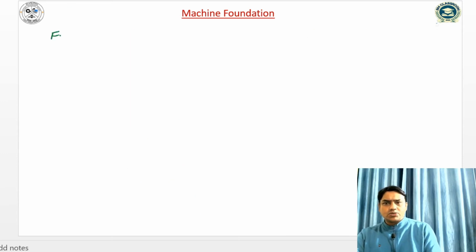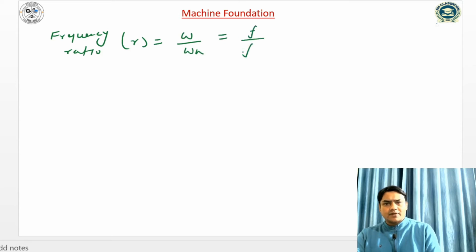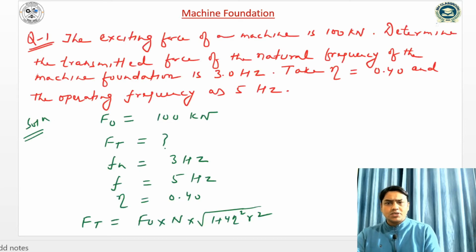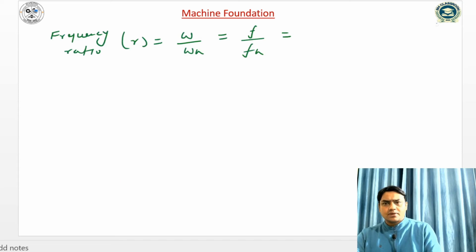The frequency ratio r is equal to the ratio of the operating frequency of the machine to the natural frequency of the machine, or we can also write f by fn. The operating frequency f is 5 Hz and the natural frequency is 3 Hz, so it will be 5 by 3. So the frequency ratio is 1.67.